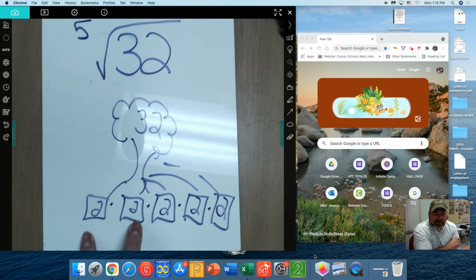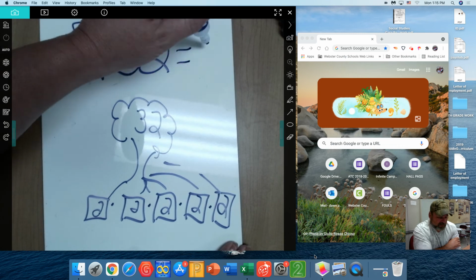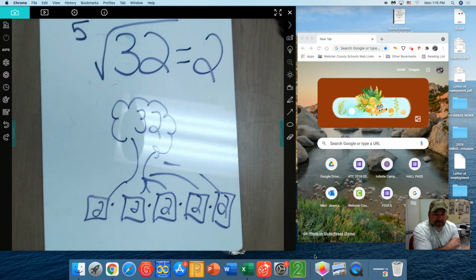2 times 2 is 4. 4 times 2 is 8. 8 times 2 is 16. 16 times 2 is 32. So the 5th root of 32 is 2. So I sometimes like to draw that visual.